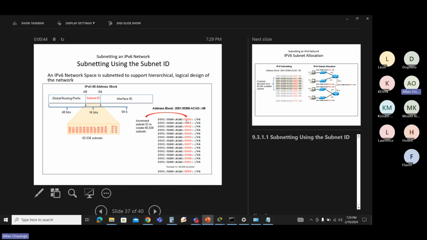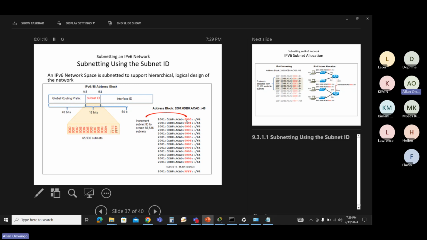Then the next hextet, the 4th hextet, which is 16 bits, is what we call the subnet ID. That is where we do subnetting. Then the last 4 hextets, because there are always 8 hextets: the first 3 are the global routing prefix, the 4th hextet is the subnet ID, and the last 4 hextets, the remaining 64 bits, are the interface ID, equivalent to the host portion.